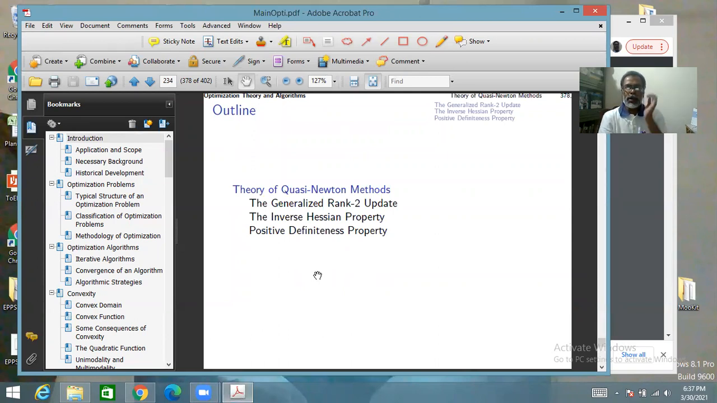First, we talk about the generalized rank 2 update, and then we talk about the two major properties. One is the inverse Hessian construction over iterations, and the other is the continued positive definiteness over iterations. So starting with the generalized form of the rank 2 update.